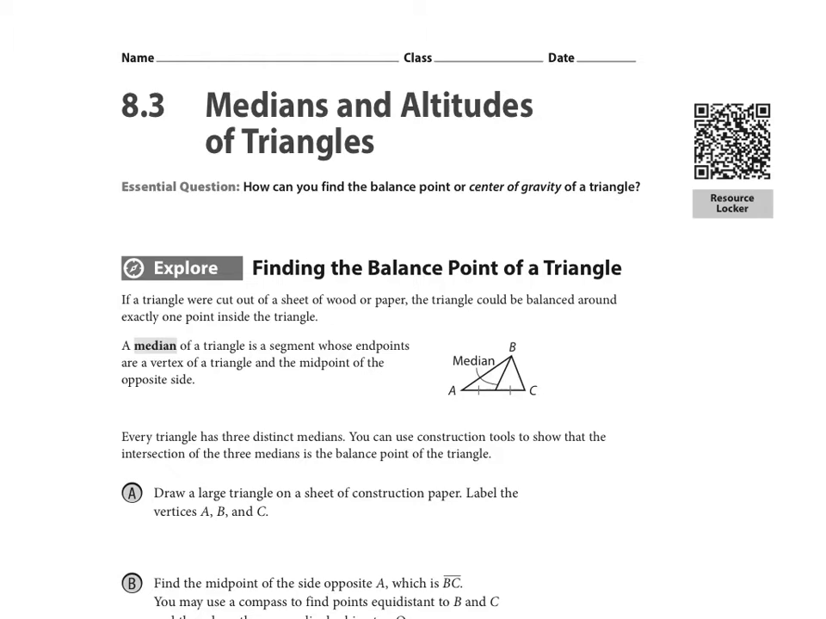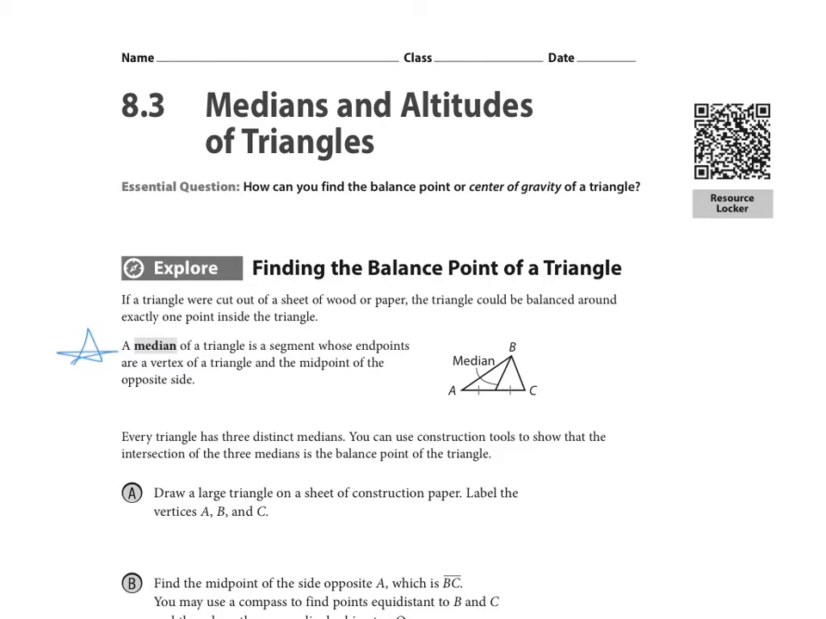With our first definition here of median, a vocabulary term that you need to know, a median is a segment whose endpoints are first a vertex, so in this picture the vertex is B, and then the midpoint of the side that is opposite that vertex. So the side opposite that vertex is AC, and the median joins B and the midpoint of AC, and that's what median means.